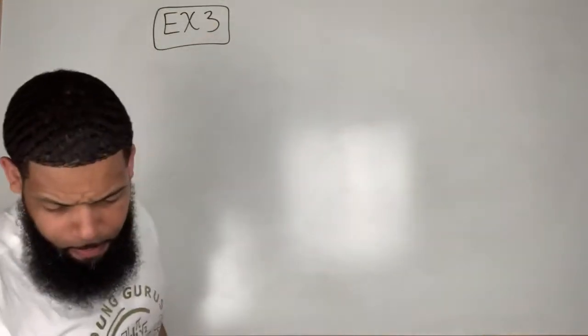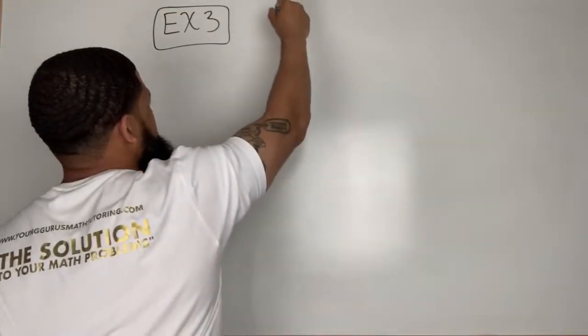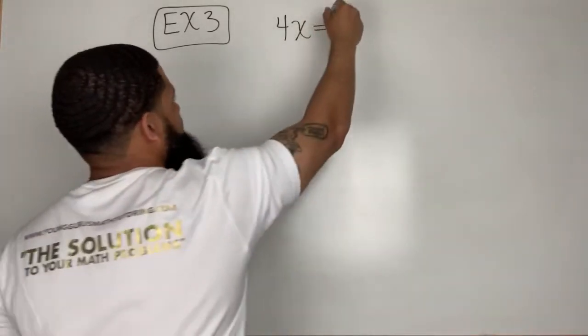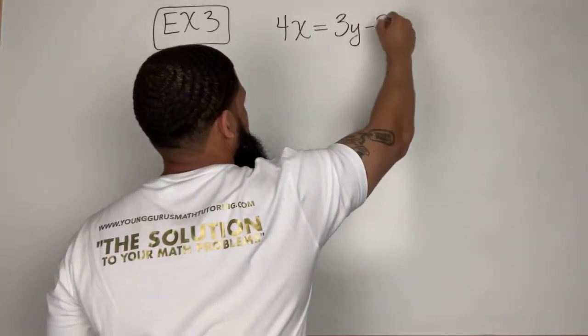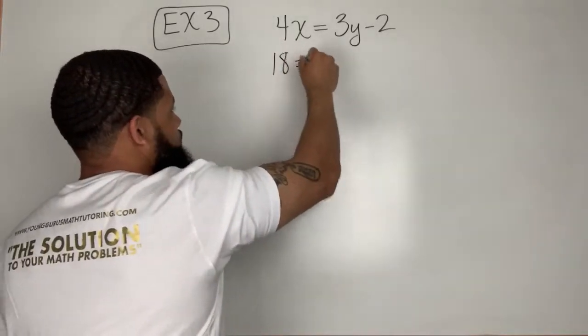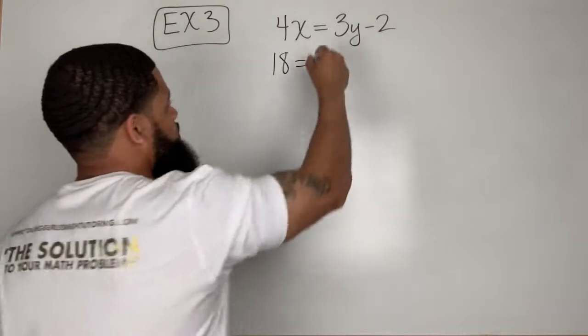So in this one, I have 4x equals 3y minus 2. And then I have 18 equals 3x plus y.